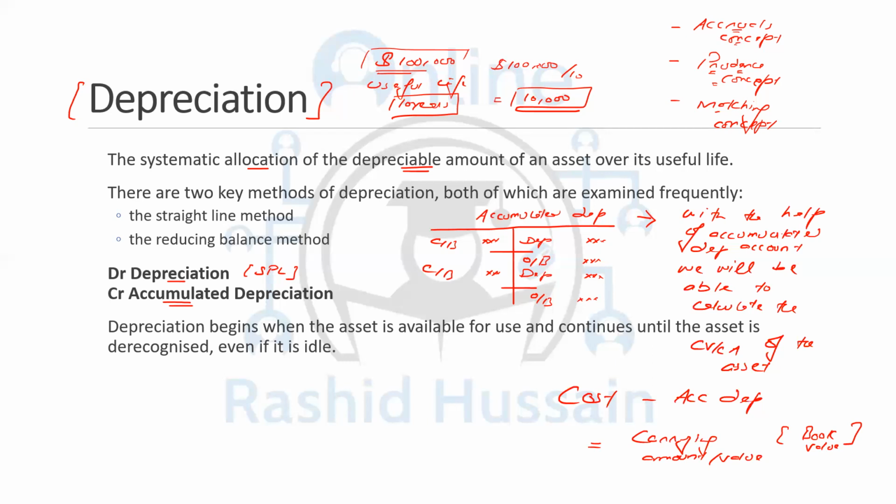So why are we making an accumulated depreciation account? Because with the help of that, we will be able to calculate the carrying value and the carrying amount of the asset. And the nature of the accumulated depreciation is credit. Now, why is it credit? Because it is a reduction in the cost of an asset. So when we increase the asset, it is shown as a debit. When we are decreasing the value of the asset, it is shown as credit. So accumulated depreciation decreases the value of the asset. That is why it has a credit nature.